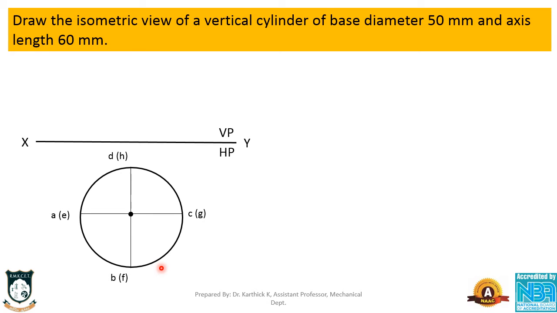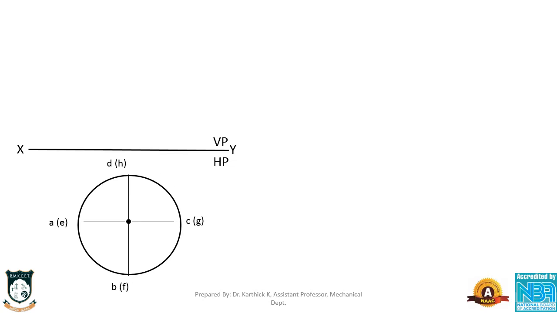Then give the notation. Since the cylinder will have top face and the bottom face, for top face, the notation given here is ABCD, whereas the bottom face notation is given as EFGH. That is why it is given in the brackets, because it is hidden. After that, just give the projection lines like this.